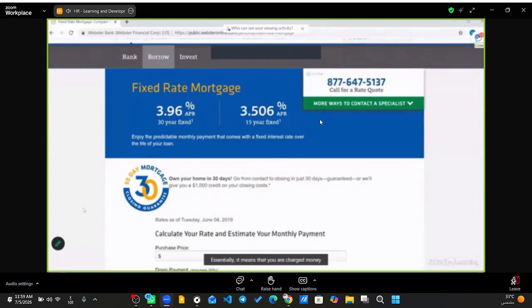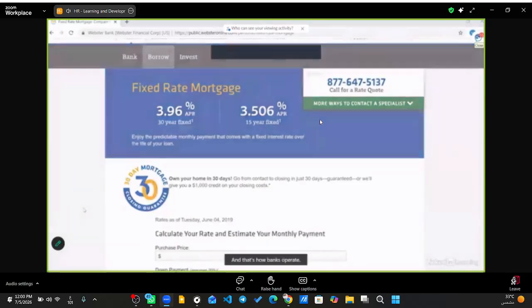Essentially, it means that you are charged money based on not only the amount that you've borrowed, but any interest that accrues over time. If you fail to pay off your loan, your payments will be higher in the future. It's the compounding effect in your interest rate. The same thing holds true on the savings side. The more money you have as a result of interest payments you've earned in the past, the more money you'll earn in the future. And that's how banks operate.